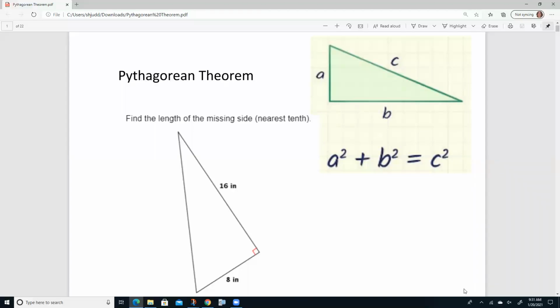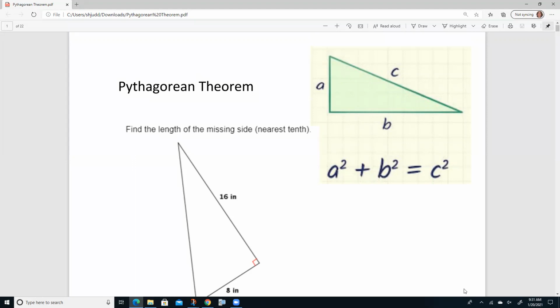Let's talk about the Pythagorean theorem. The Pythagorean theorem is simply here on the right, where you take the legs of any right triangle. The legs are the short sides that are connected to the right angle. You square them and add them, so a squared plus b squared equals the square of the hypotenuse.